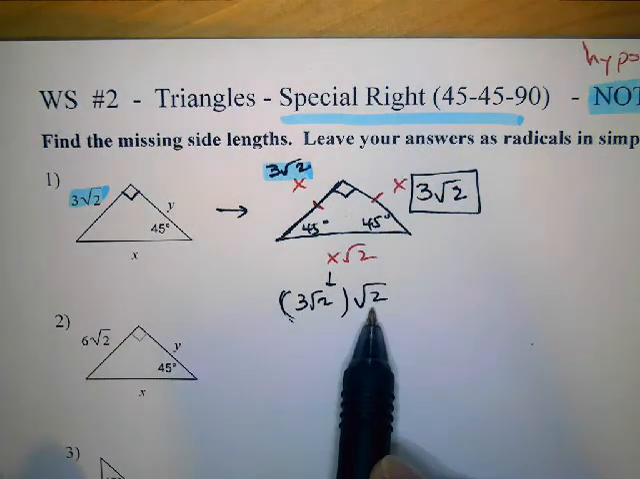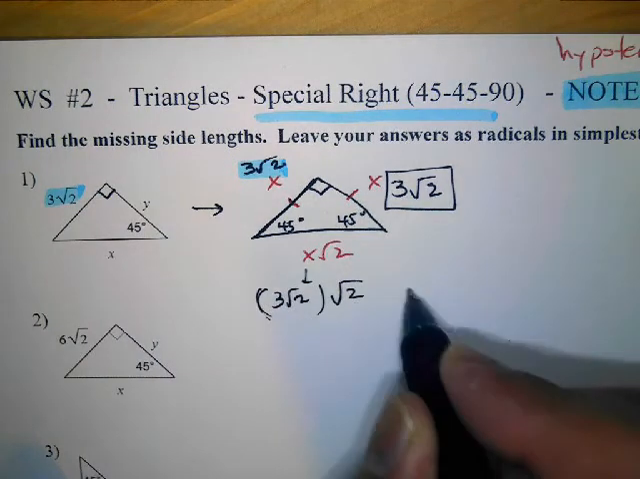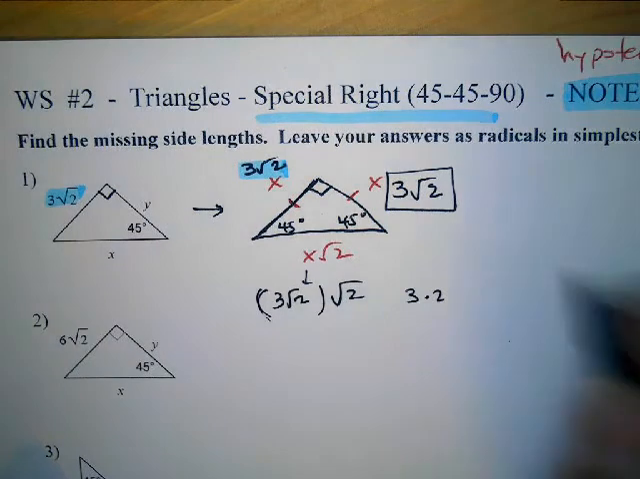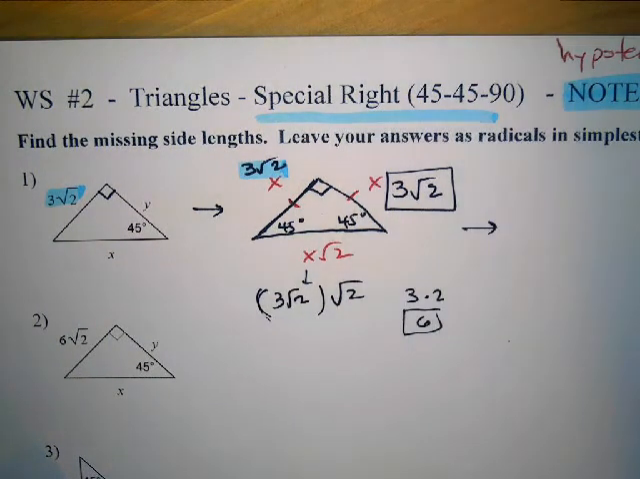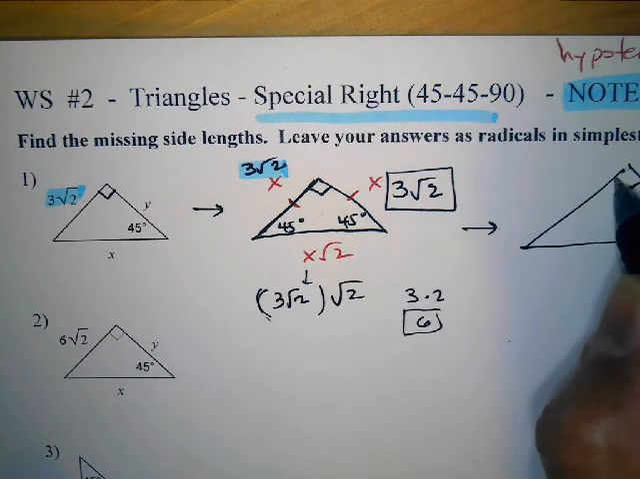3 root 2 times another root 2, right? What's going to happen when you multiply this root 2 times this root 2? That's going to be 3 times 2. So that means that you get 6. So this triangle should be what? Like this.